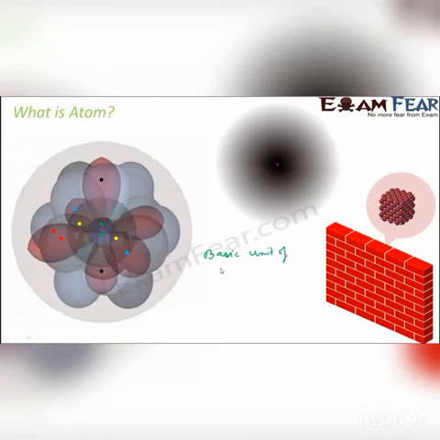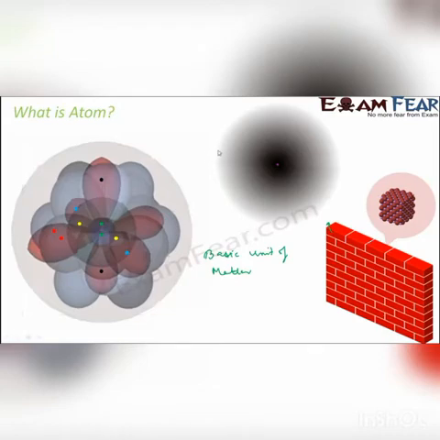unit of matter. For example, if you talk about brick, this is one brick. This is the basic unit of wall. If you see a wall or a building, that building is made up of bricks, right? But actually, if you even break down bricks into various small parts, you will see that it is made of atoms. So for any matter, this is the basic unit.